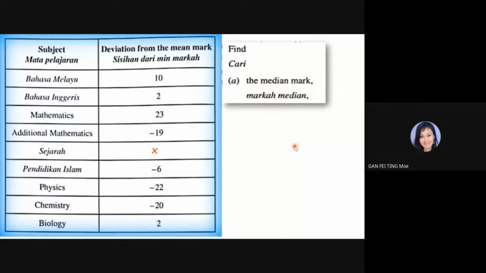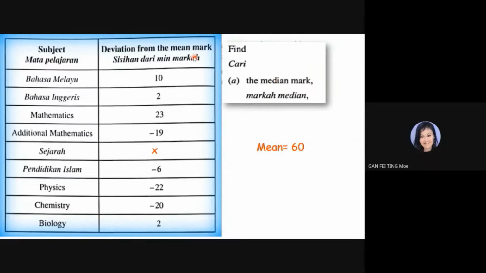So now the question is asking you for the median. What is the median mark? In order to get the median, you need either to get the deviation for the Sejarah or the marks for the subject, in order for you to rearrange the data, either in ascending or descending order. Then you identify the middle position to determine the median. So these are the things that you plan in mind. Then go to the next.